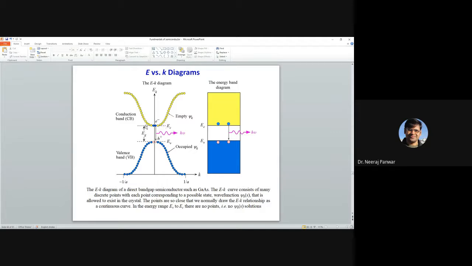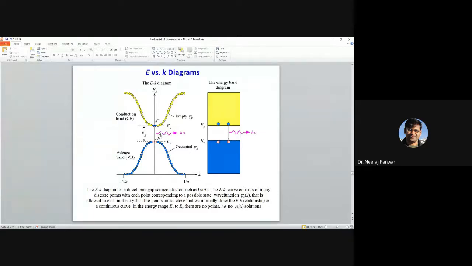The difference of energy is equal to the band gap, because these electrons are exactly located at the bottom of the conduction band, and these holes are at the top of the valence band. So their difference in energy is exactly equal to the band gap. So this difference is emitted in the form of a photon.